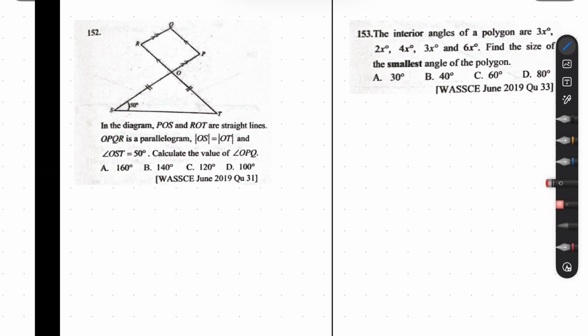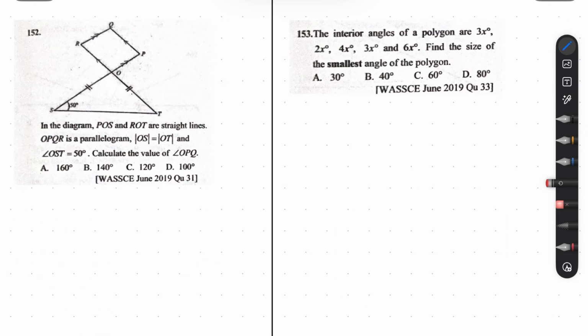So here we start with question number 152. The question says, in the diagram, POS and ROT are straight lines. And OPQR is a parallelogram. So that means this is parallel to this and this is also parallel to this, right? Then we've been told that OS and OT are what?